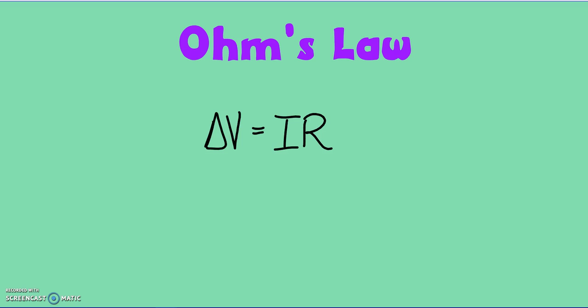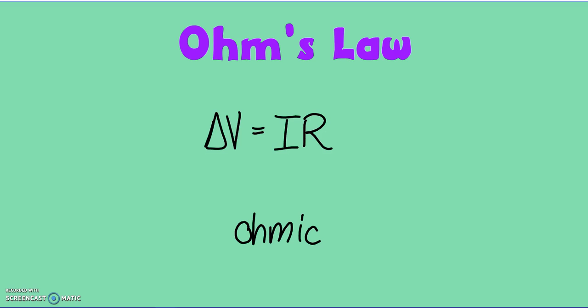Delta V, as I mentioned, is voltage, which is another term for potential difference. Voltage is the name that's commonly used when we're dealing with circuits. We know I is current, measured in amperes, and R is resistance, measured in ohms. Any object that follows Ohm's law, in other words, any object that has its resistance be equal to the ratio of the potential difference divided by the current, is said to be ohmic. Almost every object that we deal with in this class will be ohmic in nature.